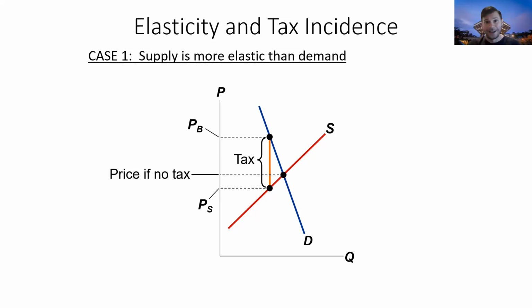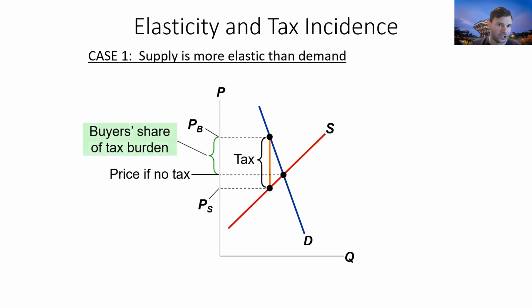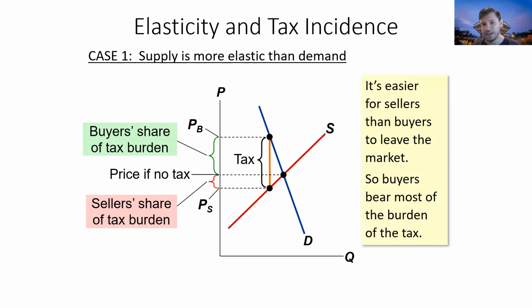The buyers, on the other hand, are less elastic. So when that price increase from the tax hits the buyers, they cannot really change what they're doing. So in this situation, the buyer's share of the tax burden is larger than the seller's share, and this is regardless of who we actually make pay that tax. It's easier for sellers to leave than it is for the buyers, meaning the buyers are going to pay most of that burden. They're going to face most of the incidence of that tax burden.